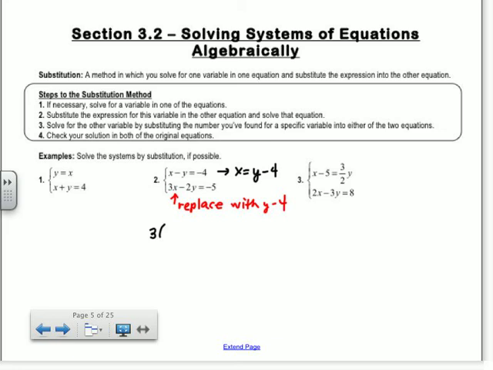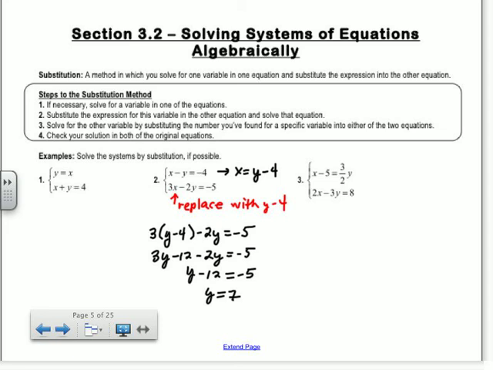So I'm going to have 3 times y minus 4 minus 2y equals negative 5. And this is back to algebra. We know how to do this. So it's going to be 3y minus 12 minus 2y equals negative 5. Continue solving just like normal. So 3y minus 2y is y. Add the 12 over. You get y equals 7.